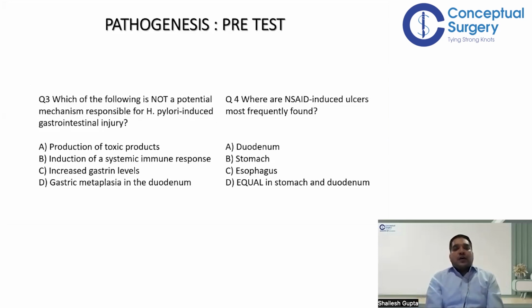Question number 3, which of the following is not a potential mechanism responsible for H. pylori-induced GI injury? Production of toxic products, induction of systemic immune responses, increased gastrin levels, or gastric metaplasia in the duodenum. So by which of these four mechanisms does H. pylori not cause injury? Question number 4, where are NSAID-induced ulcers most frequently found? Duodenum, stomach, esophagus, or equally in both stomach and duodenum?